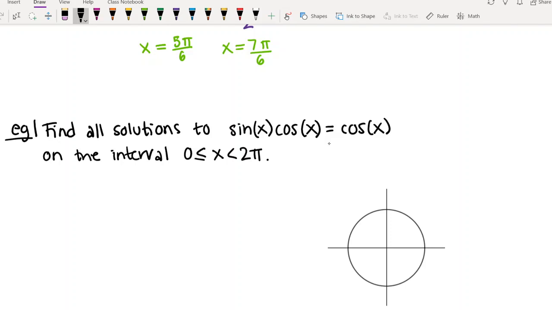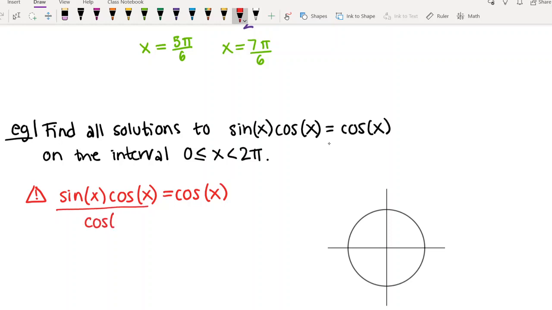Okay, so I want to start with how you should not approach this question. So this would be wrong. If you decided to solve this by saying sine of x times cosine of x is equal to cosine of x, you might say, well, I see that I have a common factor of cosine of x on both sides, so I can just divide both sides by cosine of x. If you did that, you would just get sine of x is equal to 1.